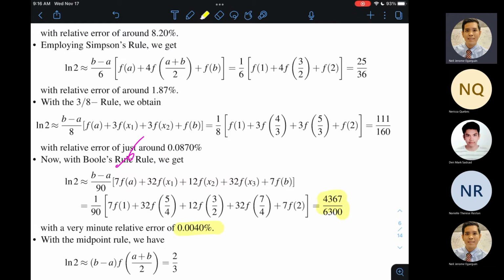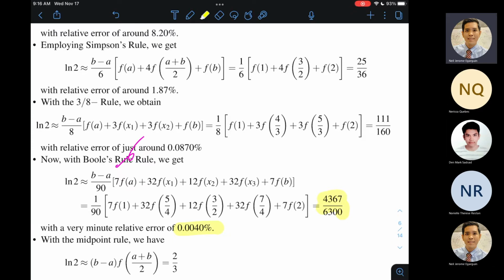So mukhang dito makakuha tayo ng sequence na nagko-converge kay ln of 2. Okay? So just use as many data points as needed to get a better and better approximate for ln 2.